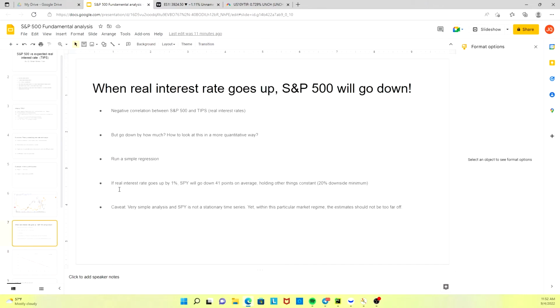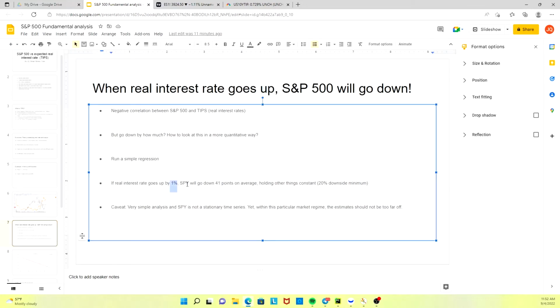What that means is that if TIPS goes up by 1%, the SPY will go down 41 points on average, holding other things constant. That translates to 20% downside minimum. But of course, there's a caveat. The caveat is that this is very simple analysis, and SPY is not a stationary time series.